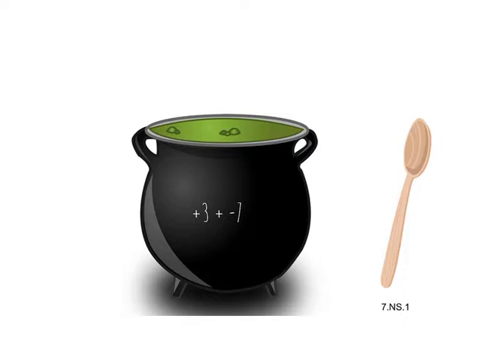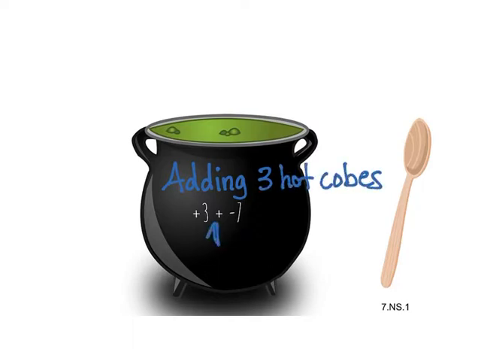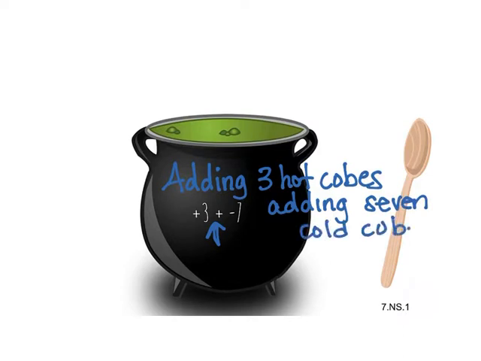All right, let's look here. How could we write this? This is important that we remember how we write this as a situation. What could we say? This is plus 3, so that means we're adding what kind of cubes? We're adding 3 hot cubes, and then we are adding 7 cold cubes. Okay? Adding 3 hot cubes and then adding 7 cold cubes.